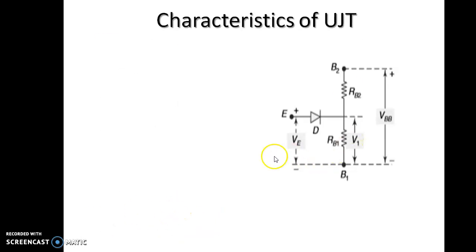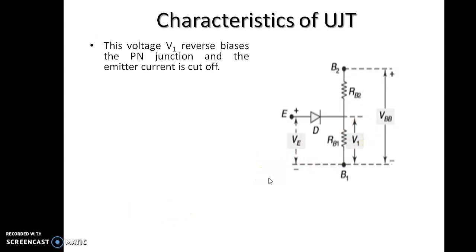The characteristics of UJT. As we have seen, with the emitter open, if the voltage VBB is applied, a voltage drop V1 occurs across this RB1, and this voltage V1 reverse biases this PN junction and the emitter current is cut off.